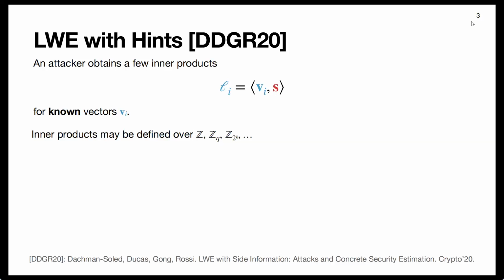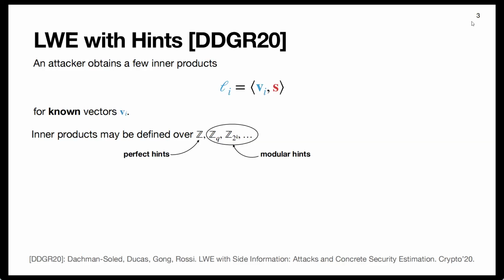Here, all side channel leaks are modeled as inner products. More precisely, they assume that the attacker somehow managed to obtain some inner products l_i, which are taken between the LWE secret S and some known vectors v_i. You can think of inner products maybe being defined over the integers, or also modulo Q, where Q was the modulus over which the LWE instance was defined. Maybe a power of 2 will also be fine. In fact, any modulus that you would like would work. The hints defined over the integers would be called perfect hints, and the others would be called modular hints.